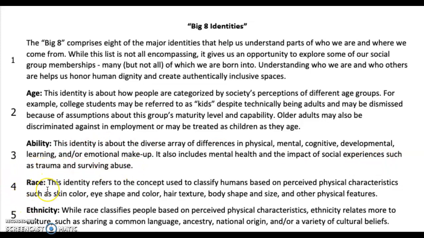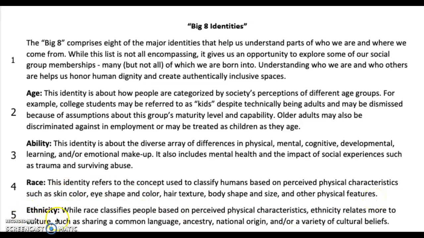Paragraph 4, race. This identity refers to the concept used to classify humans based on perceived physical characteristics such as skin color, eye shape and color, hair texture, body shape and size, and other physical features.